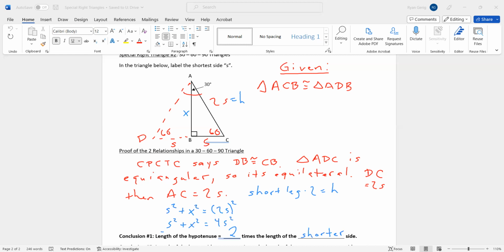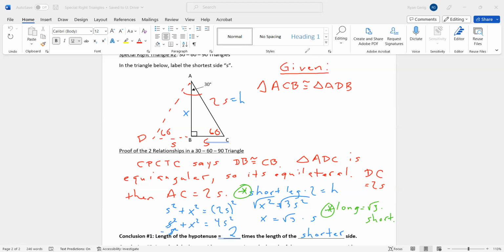I'm going to subtract s squared from both sides. I get x squared equals 3s squared. Square root of both sides, I get x equals the square root of 3 times s. And right there is my next relationship. X is the long leg. It's equal to the square root of 3 times the short leg. And those two relationships work in every single 30, 60, 90 triangle.